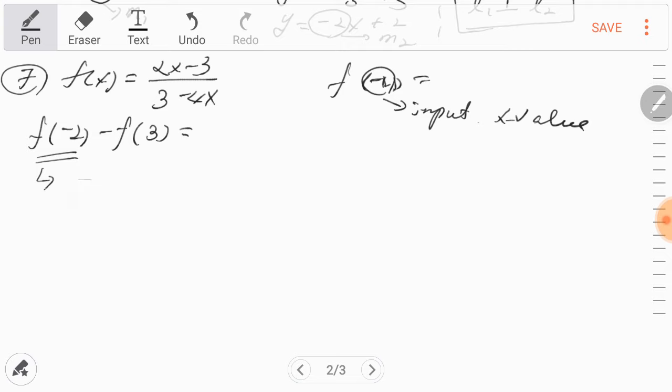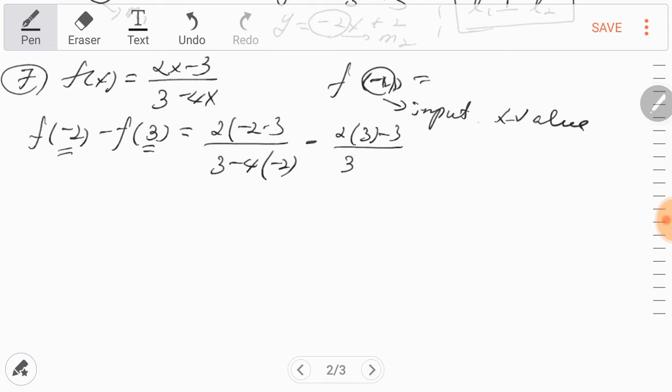So we can write it as, okay, let's go to the right. So f of -2 means 2 times, replace x with -2, over 3 minus 4 times -2, minus f of 3. So replace x with now the input value 3. So 2 times 3 over 3 minus 4 times 3.